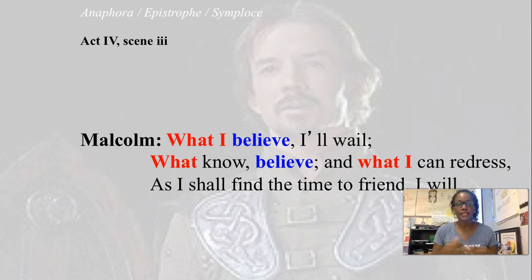And then we look at Act 4, Scene 3, where we see Malcolm, who says, "What I believe, I'll wail; what know, believe; and what I can redress, as I shall find the time to friend, I will." So "what I believe," and then here we go again, "what," and then "what I," and then "believe." You can see it's sort of all over in there, but it's repeated. And so that ends our discussion on what repetition looks like in literature. It comes in many forms. I hope that was helpful.